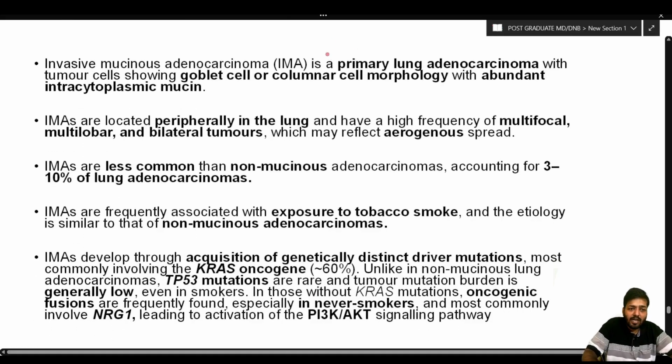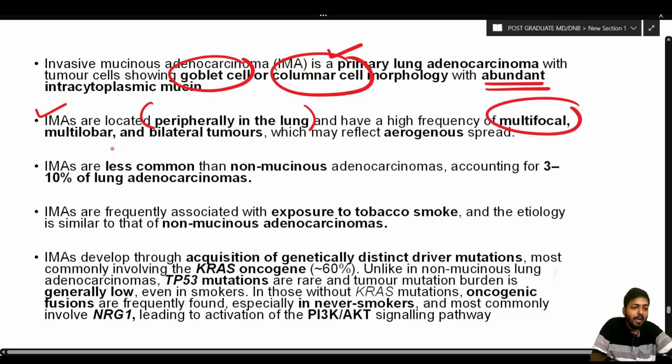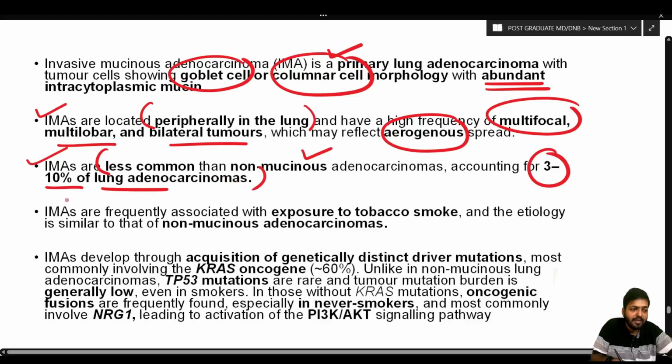Invasive mucinous adenocarcinoma is a primary lung adenocarcinoma with tumor cells showing goblet cell or columnar cell morphology with abundant intracytoplasmic mucin. Now, invasive mucinous adenocarcinomas are located peripherally in the lung and they have a high frequency of multifocal, multilobar and bilateral tumors, which may reflect aerogenous spread. Invasive mucinous adenocarcinomas are less common than non-mucinous adenocarcinomas, accounting for 3 to 10% of lung adenocarcinomas.